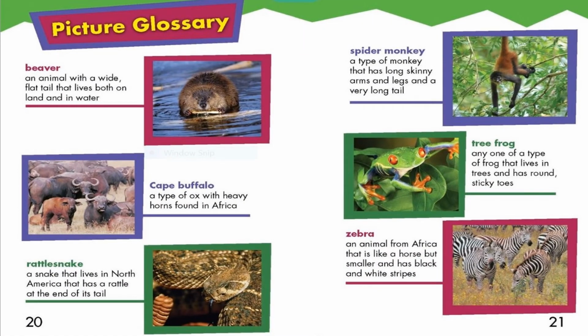This is a picture glossary. A picture glossary helps us to understand new important words, and they also give us the meaning and the definition of the words along with the pictures. So we have a beaver over here, the word beaver, and we have the definition, and here is a photograph of the beaver. Here is the Cape buffalo. It describes the Cape buffalo, and it also has a photograph of the buffalo. Same for the rattlesnake, the spider monkey, the tree frog, and the zebra.